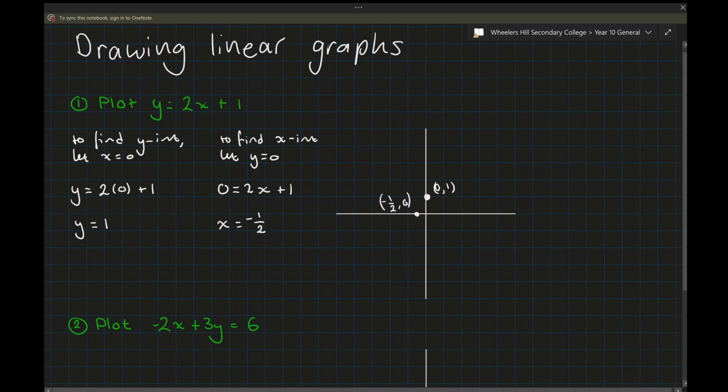We now have 2 points on our plot, so we can draw a line that goes straight through both those points, and that is our plot. Don't forget to label your x and y axes.